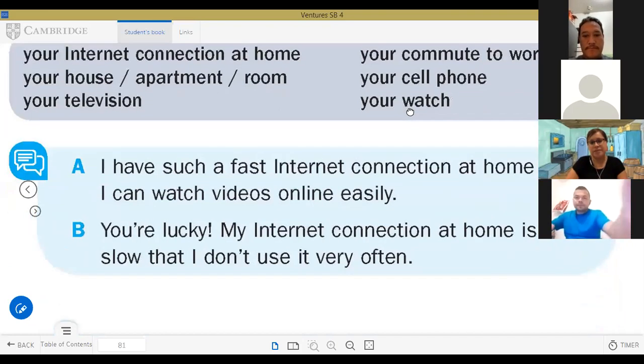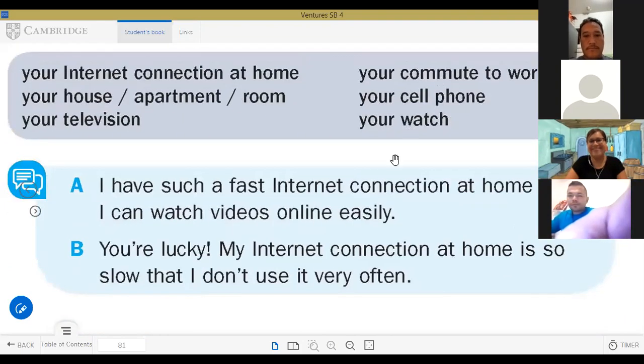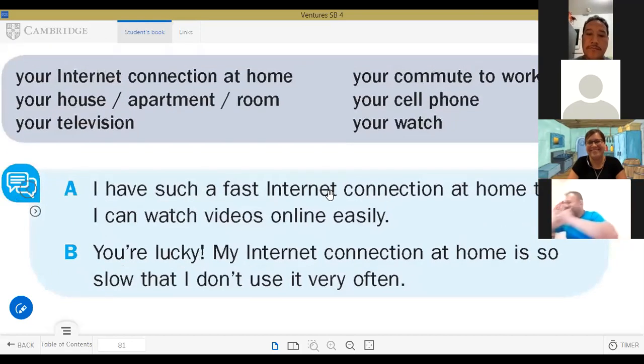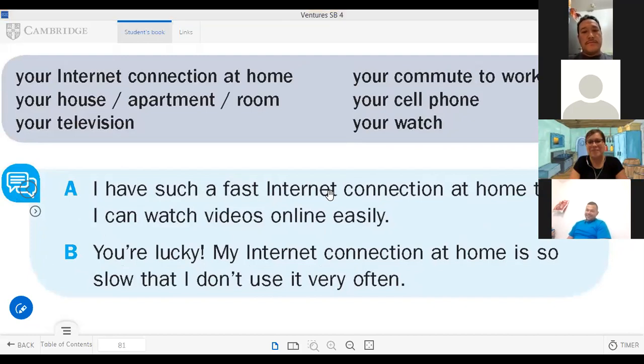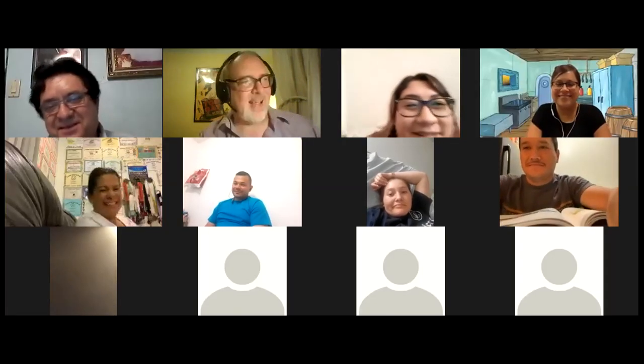My phone is so cheap. So cheap. Okay, such a cheap phone. Yeah, it's like my phone. My phone is so cheap. All right. No problems? Okay, very good. Excellent.